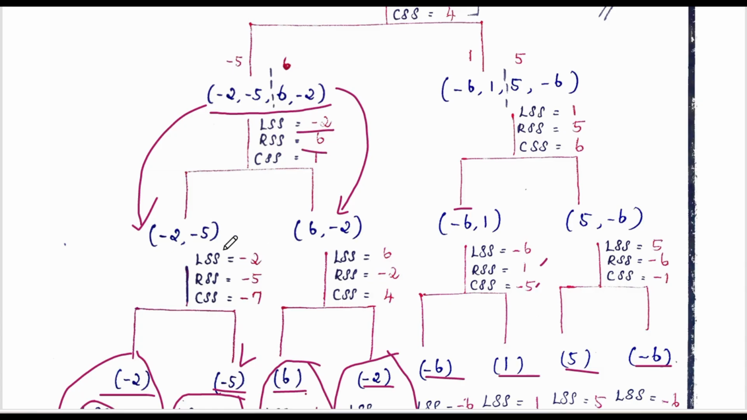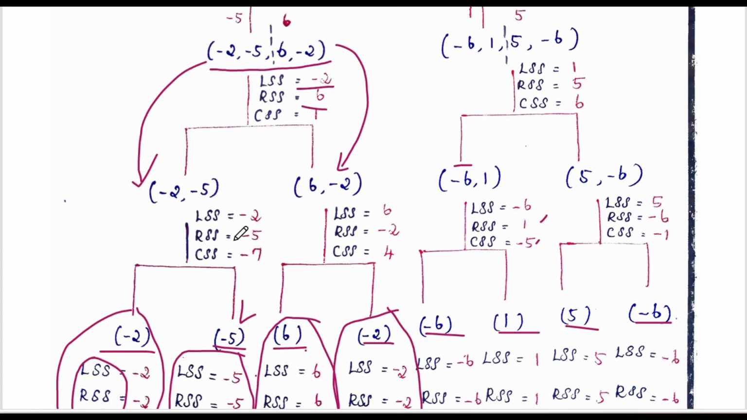Likewise, okay. Here, which one is the maximum? Here 3 values are there, right? Minus 2, minus 5, minus 7. Which one is maximum? Minus 2 is the maximum, right? So we write this value here, LSS. And like RSS, which one is the maximum value? 6 is the maximum value. So write this value in this. Okay. You find the maximum value and write it here. Then how to find CSS?